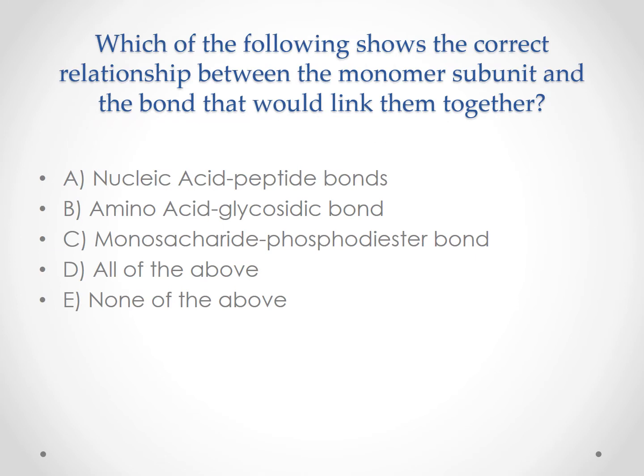Okay, so quick question, stop and think. Which of the following shows the correct relationship between the monomer subunit and the bond that would link them together? So take a quick look. And the answer is none of the above. So nucleic acids are linked together by phosphodiester bonds. Amino acids are linked together by peptide bonds. Monosaccharides are linked together by glycosidic bonds. So none of these are the correct pairing for these molecules.